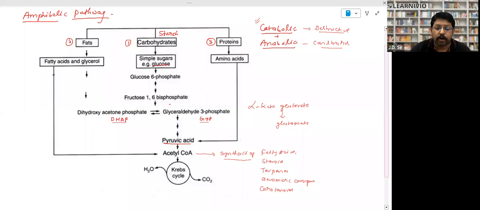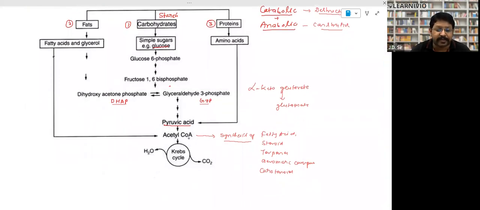But during the Krebs cycle, formation of acetyl coenzyme A takes place. Acetyl coenzyme A is the raw material for the synthesis of fatty acids, steroids, terpenes, carotenoids, and some other aromatic substances. That's why synthesis is also taking place and breaking down is also taking place. That's why we cannot say that the Krebs cycle is a catabolic pathway.